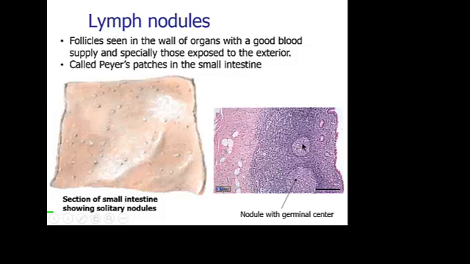And here you can see that there is a germinal center. So look at this darker staining periphery and lighter staining center. Very well defined germinal center up here. Only in the small intestine, these follicles have a special name and they are known as Peyer's patches. Elsewhere, they're just known as lymph follicles.